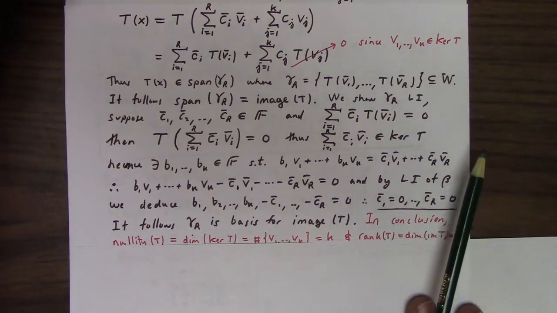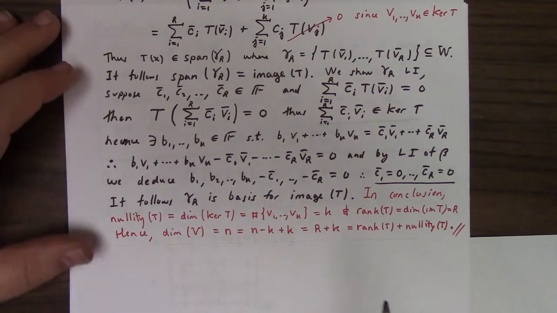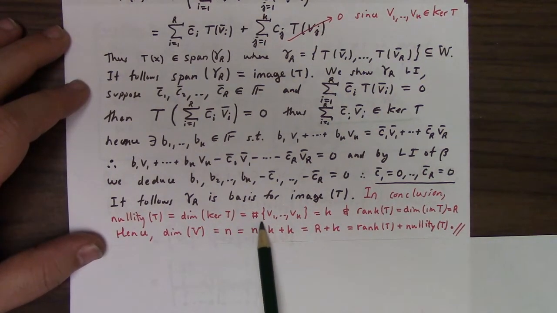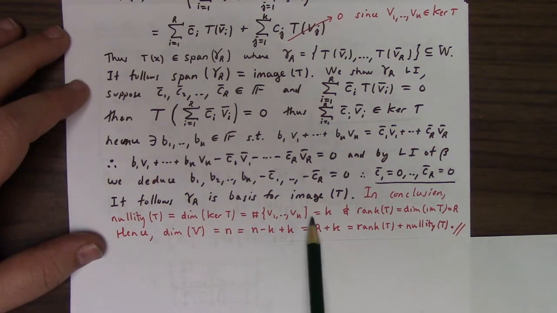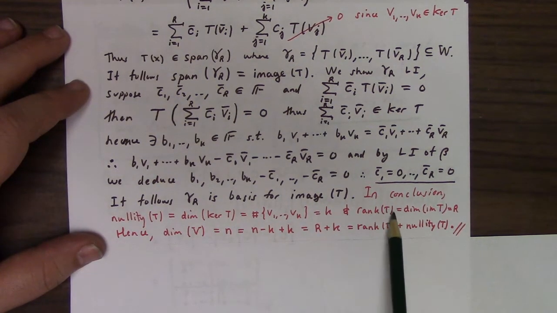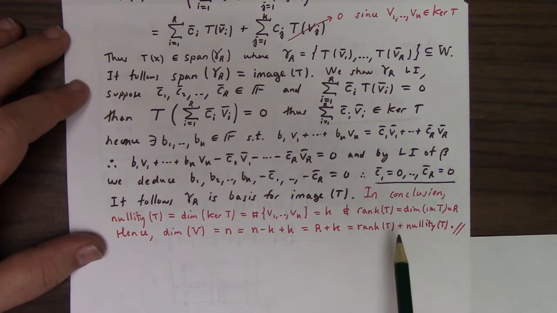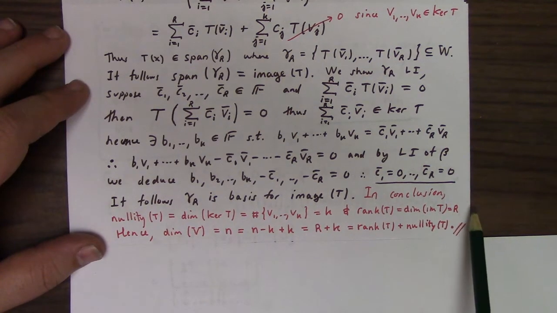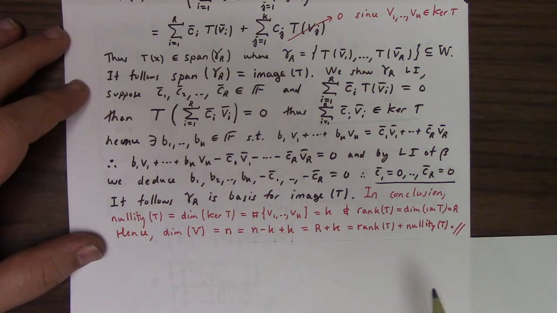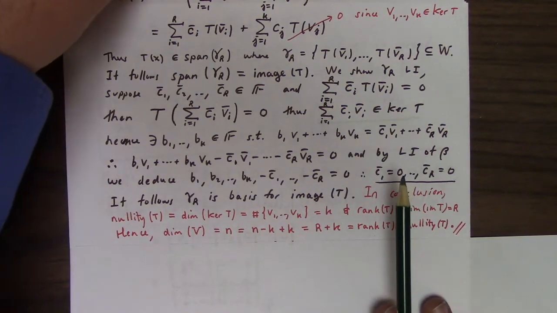So then the theorem is just counting. In conclusion, the nullity of T is the dimension of the kernel of T, which is the number of vectors in the basis for the kernel, which was k. The rank of T is the dimension of the image of T, which is the number of vectors in the basis for the range, which I've called r. And you notice introducing this r made the proof easier to follow, didn't it? Hence, the dimension of V is n, but it's also n minus k plus k. n minus k is by construction r, and this is it. The dimension of V is rank T plus nullity T. So there you go. See, it's not that bad if you just go through it cleanly.